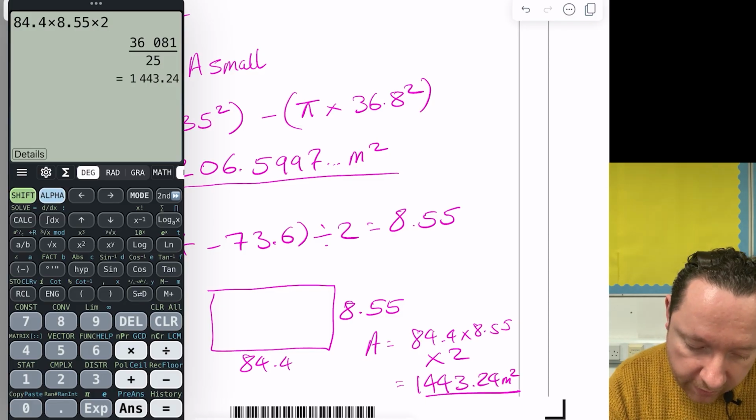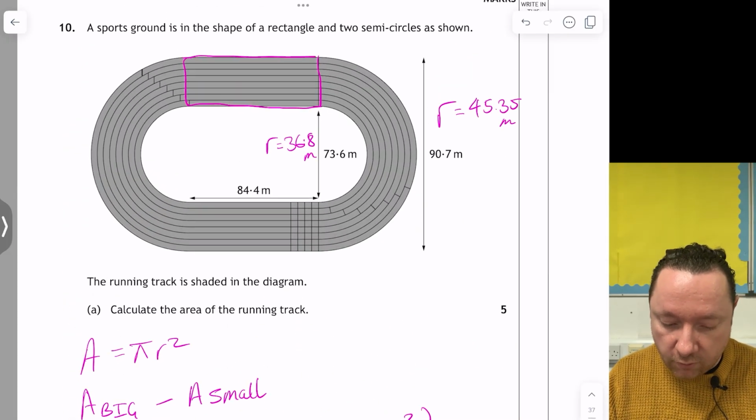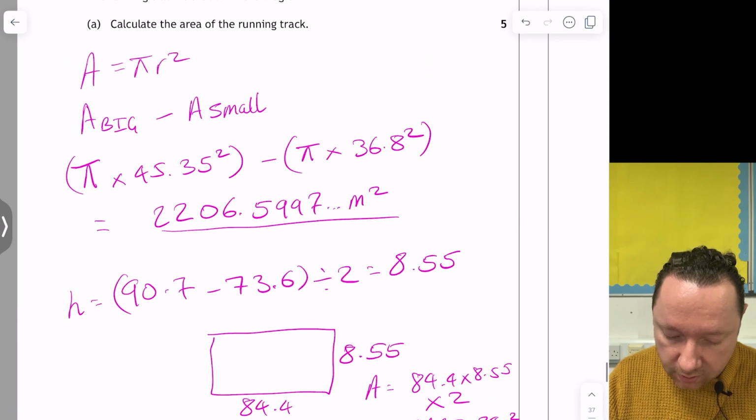So I've now got two areas. I've got the area of the circular parts. I've already took away the holes, and I've got the area of the grey rectangles, so I can just add them together to get my final area.